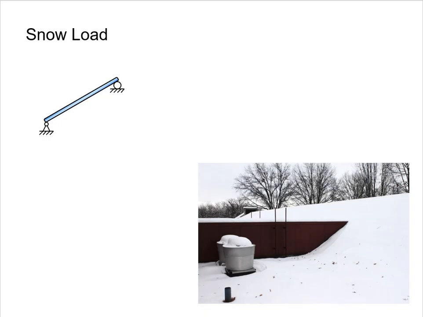Snow load is another gravity load. It acts downward. The amount of snow that falls from the sky does not change based on the structure below it. So no matter what the incline of the structure, the weight of snow that falls is based on the horizontal dimension of the structure, not its overall length.